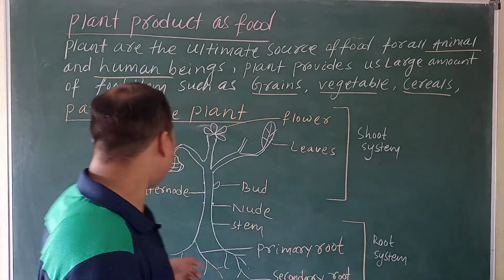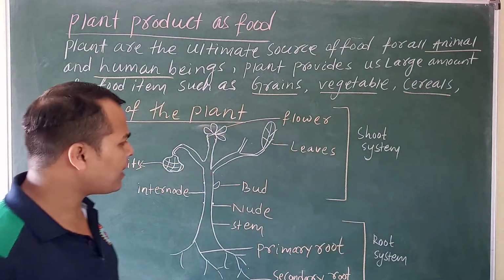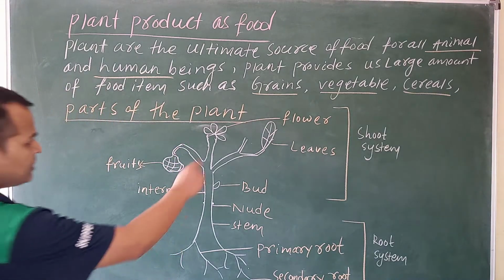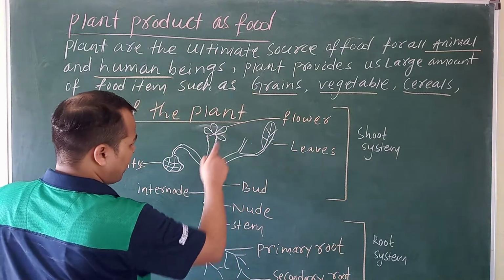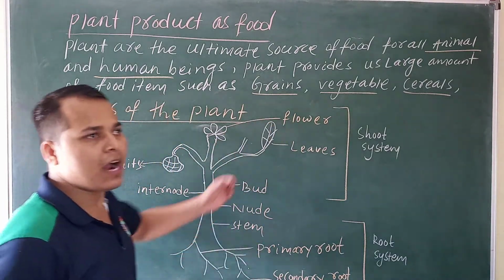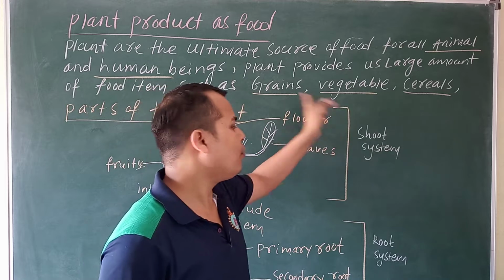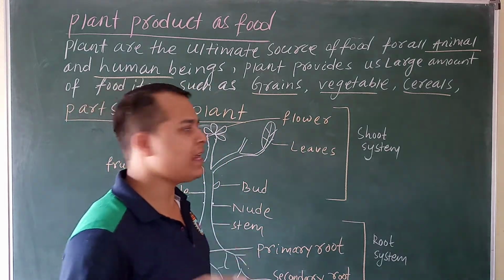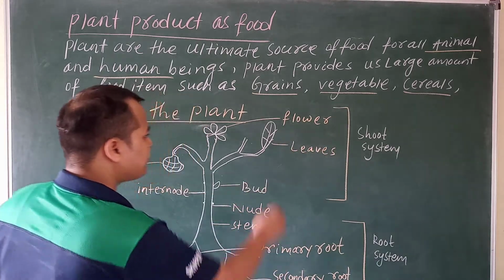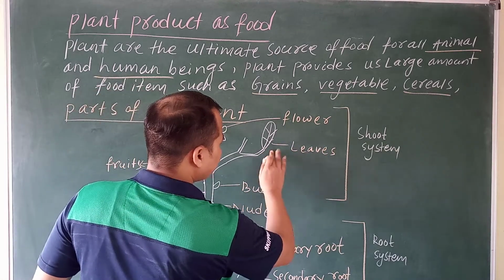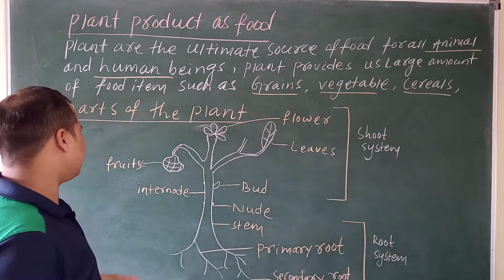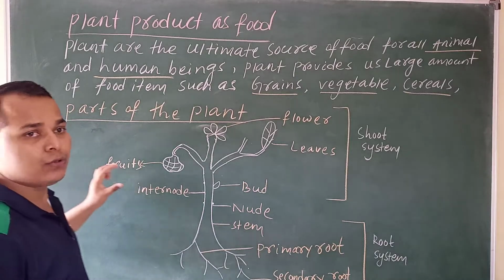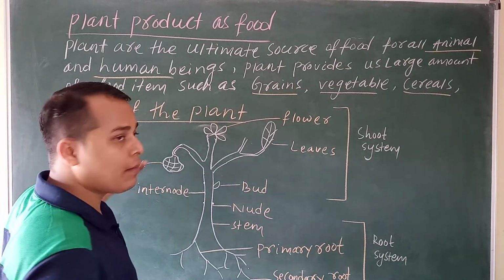This is the picture of a tree. These are flowers, and flowers are also a part of the plant we take as food. Later I will give many examples about flowers. Leaves are also a part of the plant. Then fruits are also parts of the plant.